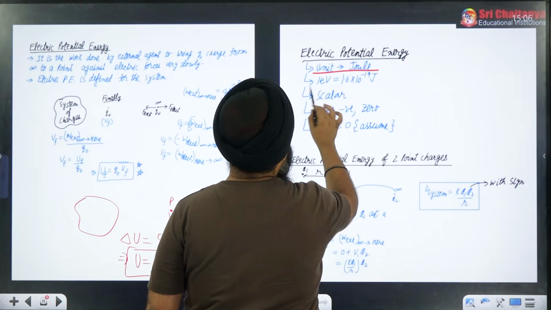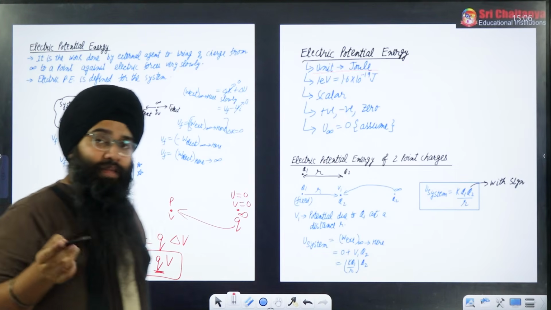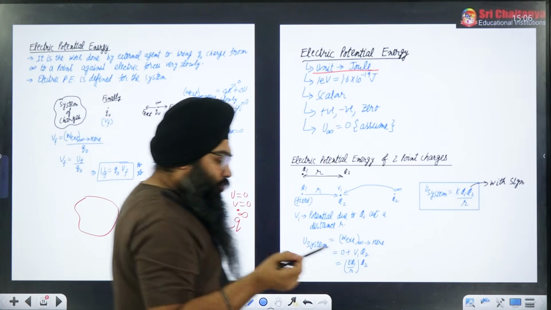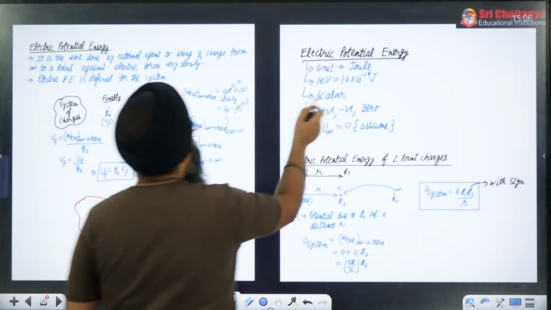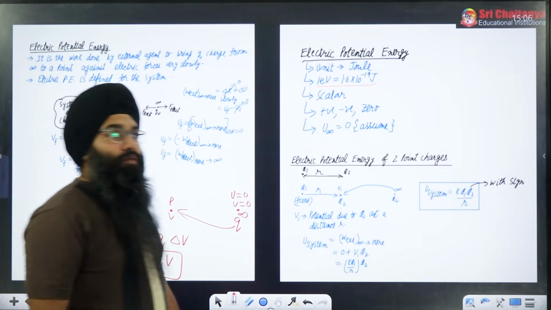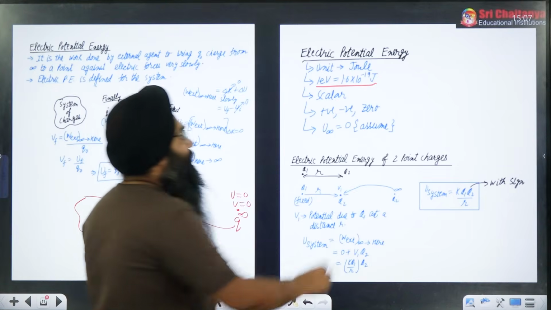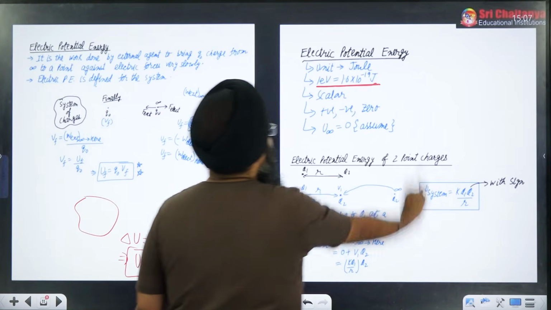It is a scalar quantity, and one more unit is there, that is electron volt, which you will mainly use when you discuss modern physics. So in modern physics also you will use one unit, that is 1 electron volt. 1 electron volt is basically 1.6 into 10 to the power minus 19 joules.